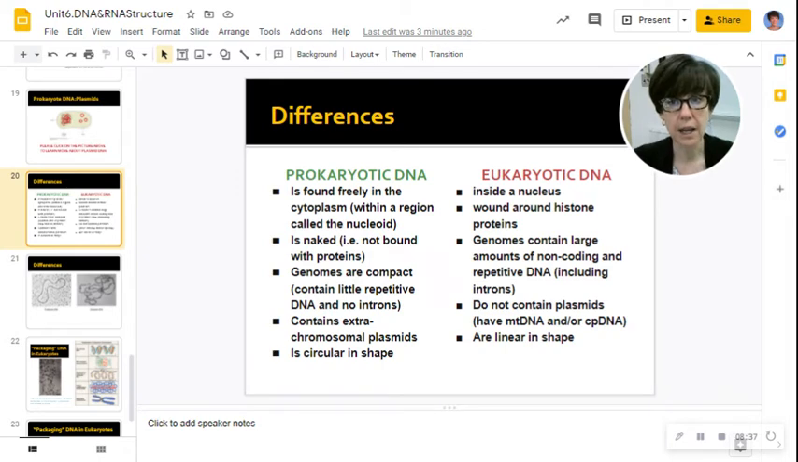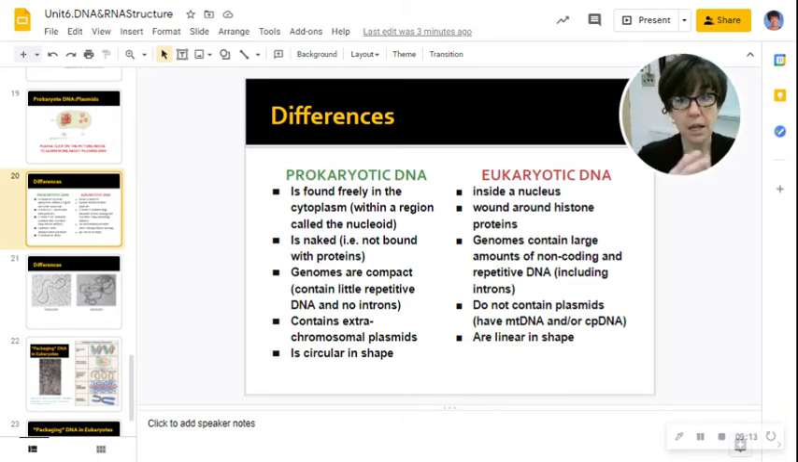So eukaryotic DNA, there's a lot more of it, right? We enclose it inside of a nucleus, so it's within a membrane bound structure. And it is associated with proteins called histones. I'm going to show you a picture of those in just a second. Basically, the DNA double helix gets wrapped around these proteins called histones, and that's going to be one of the levels of organization that we find in eukaryotic DNA.